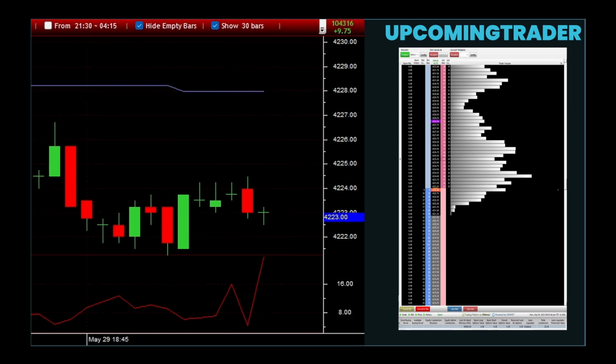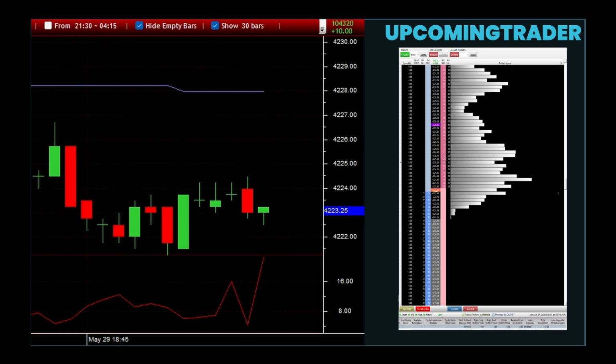Wedges are another important formation to watch for, and they can be powerful signals of potential reversals. Wedges come in two forms, falling wedges and rising wedges, each with its own implications for price movement. A falling wedge generally indicates a bullish reversal, especially when it forms after a significant downtrend.